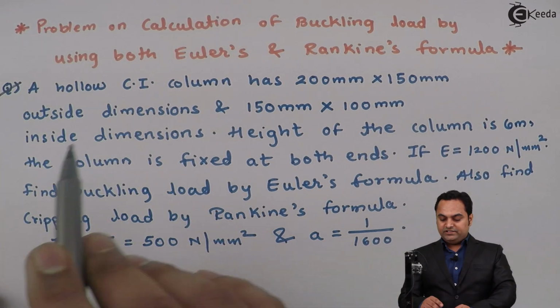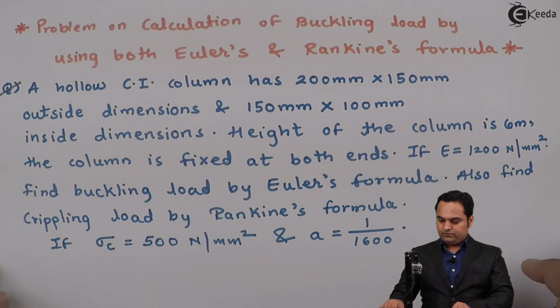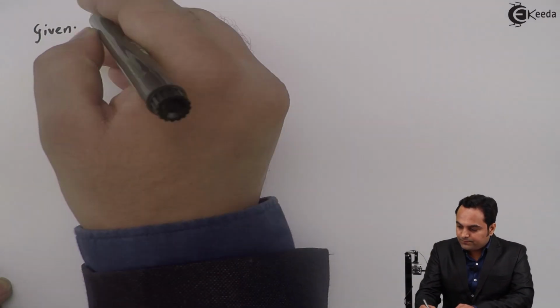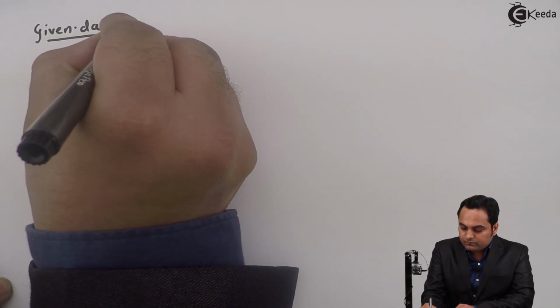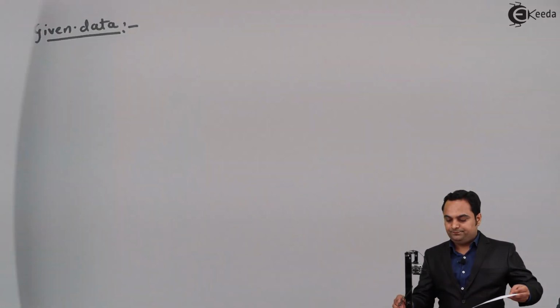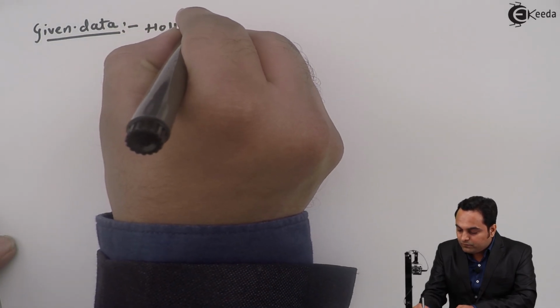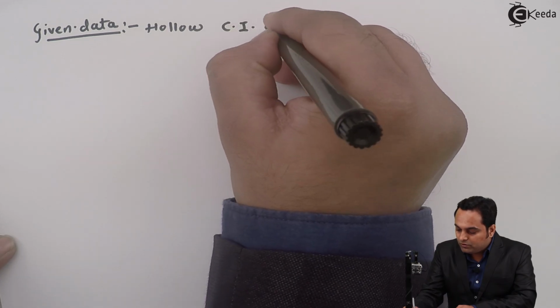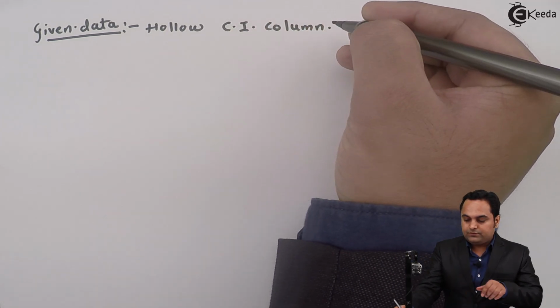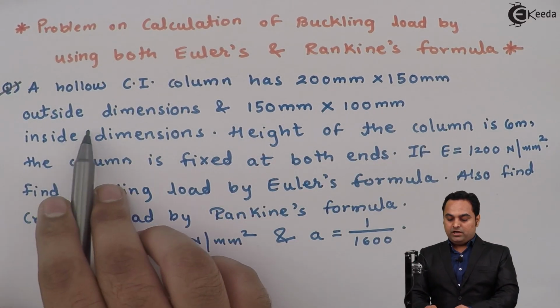Now when I am reading this question, whatever is there I will write that in the form of data. So here I will go on reading the question and writing that in the form of data. Now it is given that a hollow cast iron column. So first of all it is a hollow CI column, which has 200 mm into 150 mm outside dimensions.